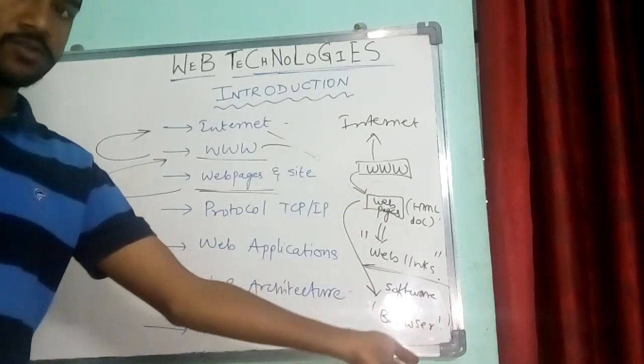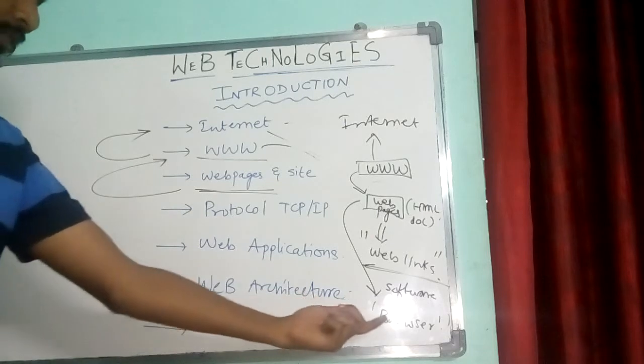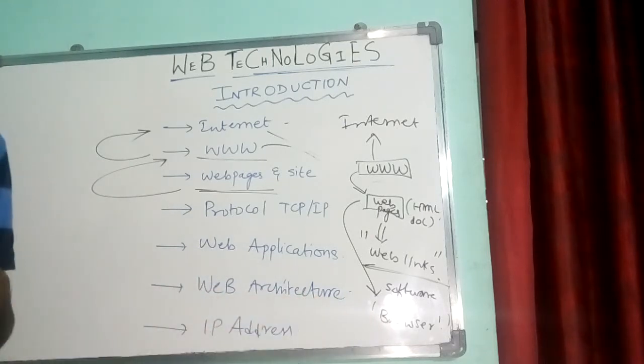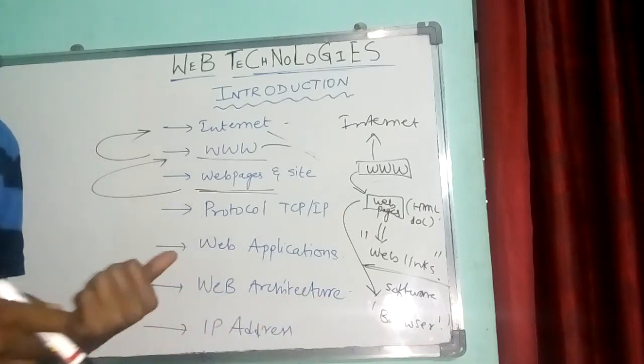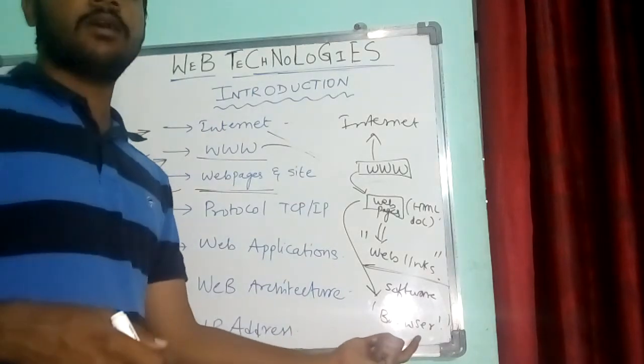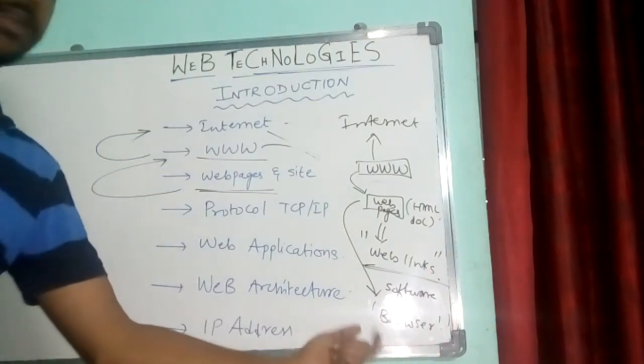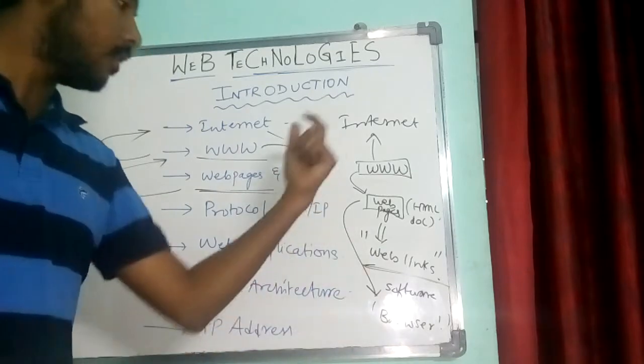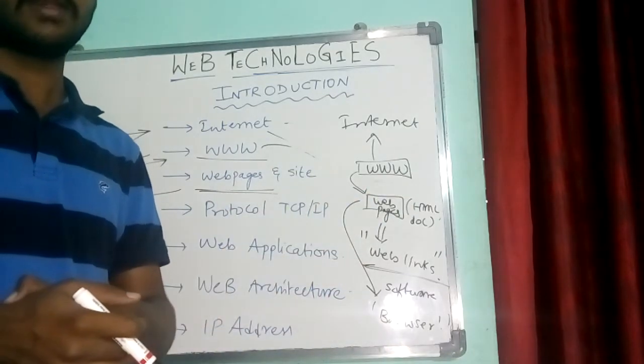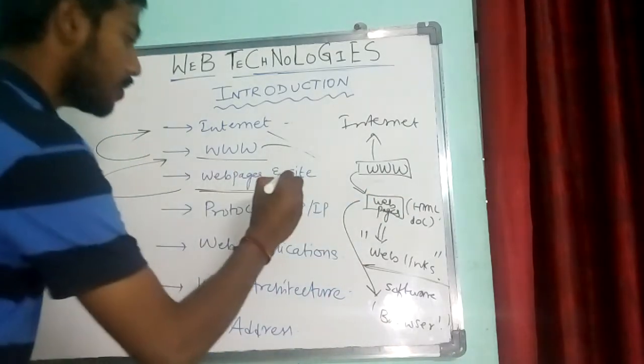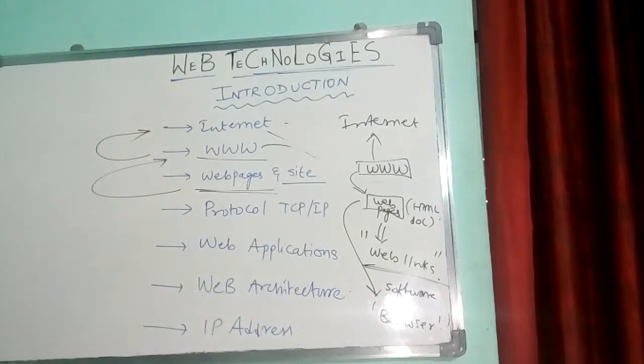What kind of browsers do we use? I already told you: Microsoft Internet Explorer, Mozilla Firefox, and nowadays Google Chrome. Those are all browsers. Those are all software which we use to access the web pages. Now, what is a website?